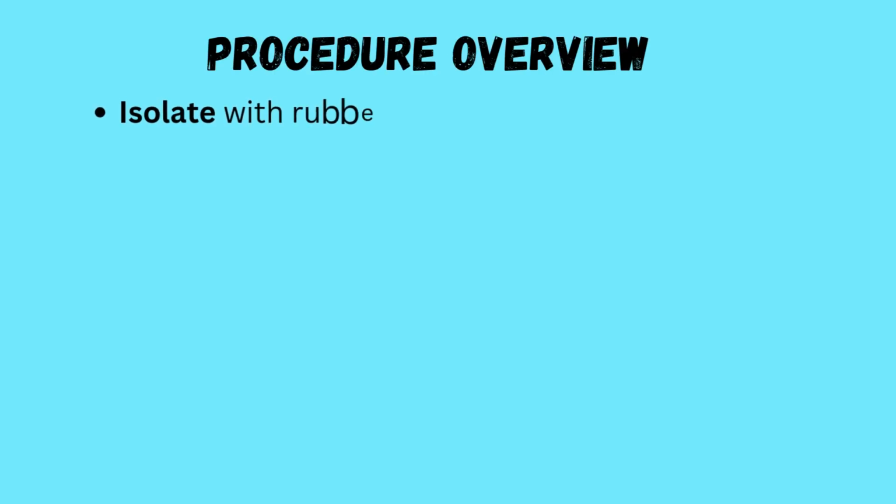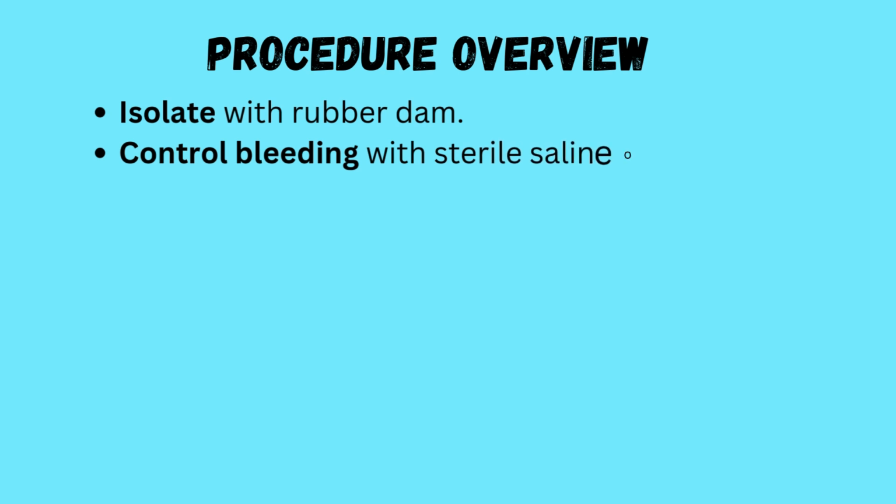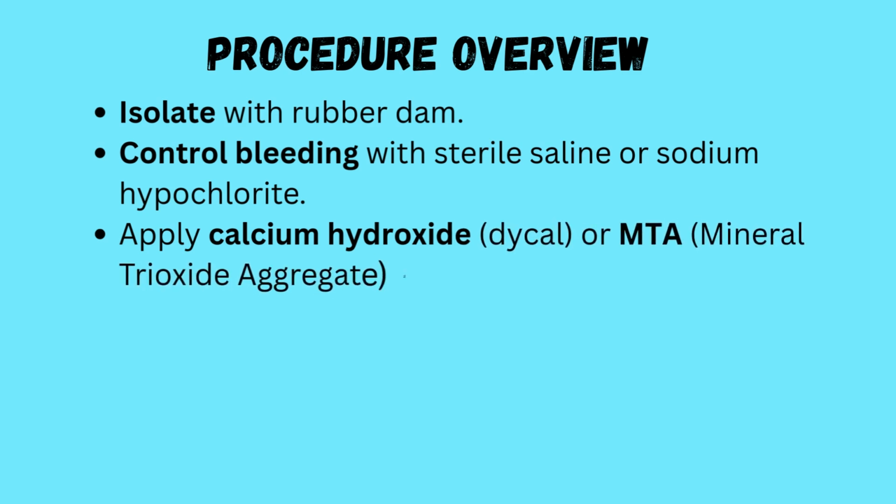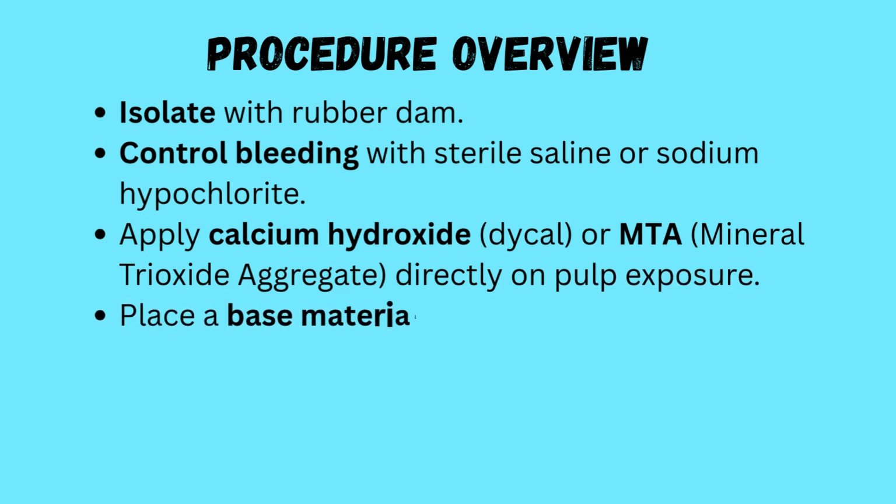How to do it? First, isolate the tooth with a rubber dam. Control hemorrhage by applying cotton rolls dipped in saline or sodium hypochlorite. After achieving hemostasis, apply calcium hydroxide or MTA directly on pulp exposure. Place GIC as a base material and place a permanent restoration in the same visit.